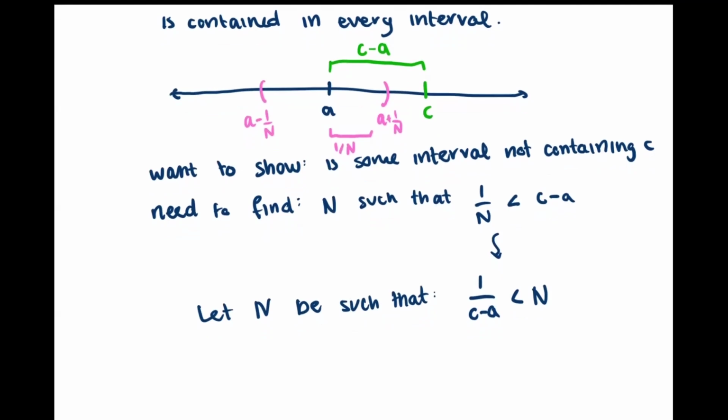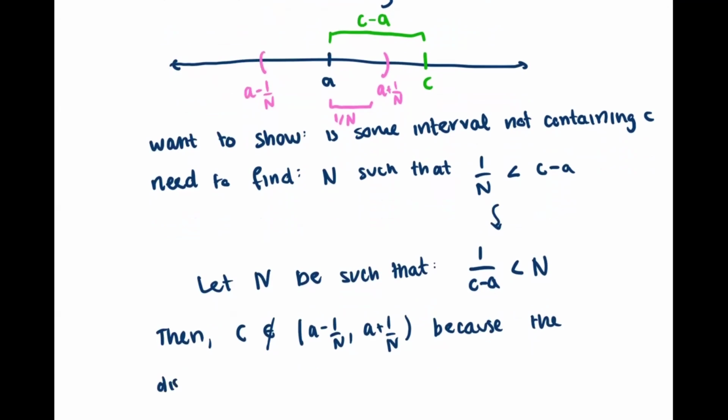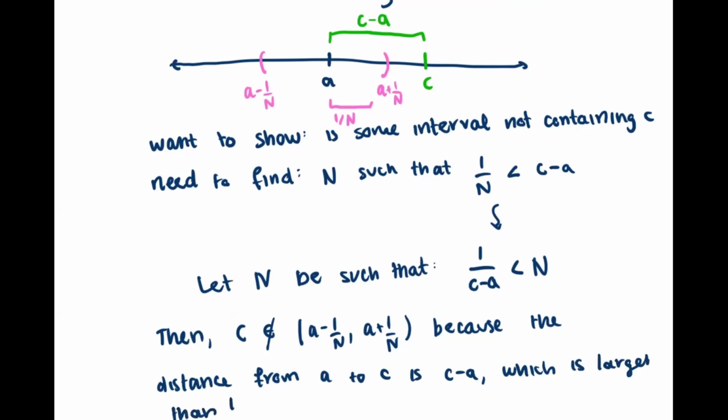So let me finish writing my proof. Then C is not an element of the interval A minus 1 over n, comma, A plus 1 over n, because the distance from A to C is C minus A, which is larger than 1 over n.